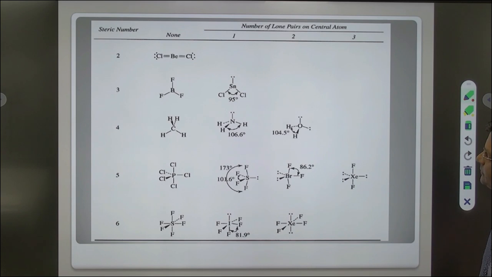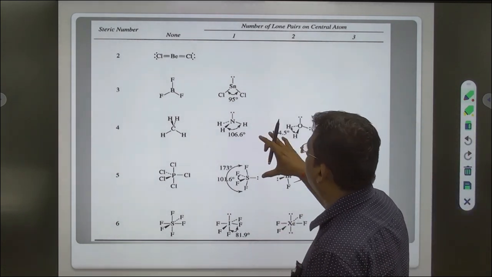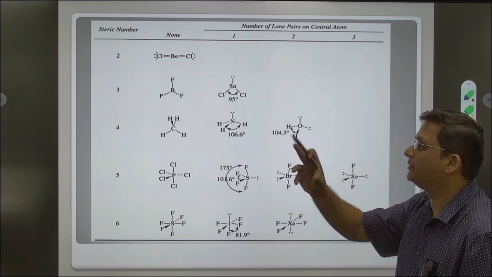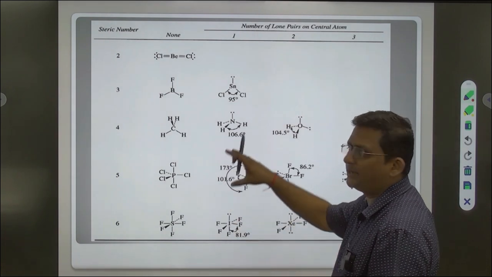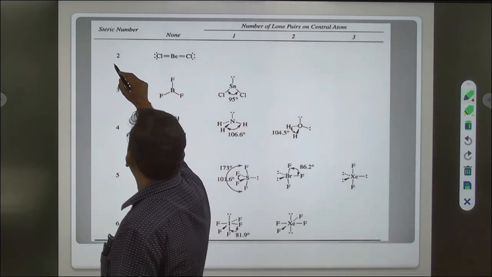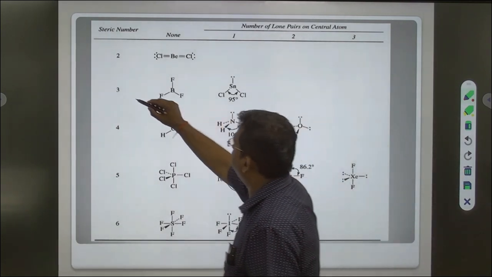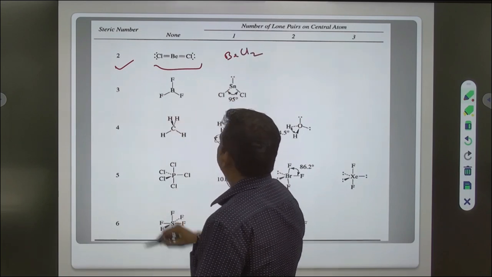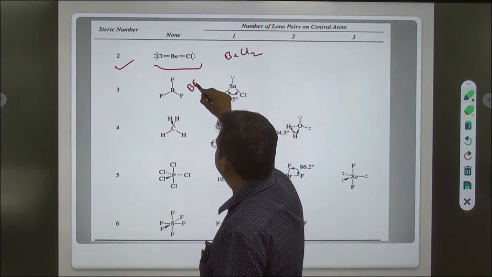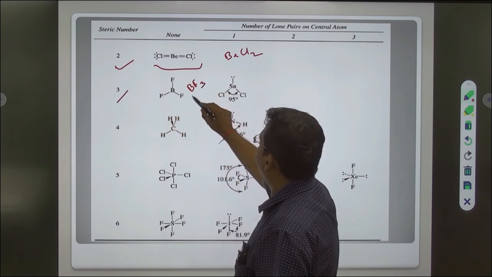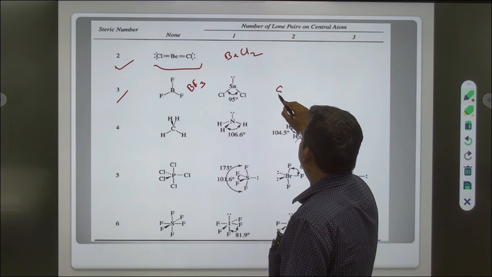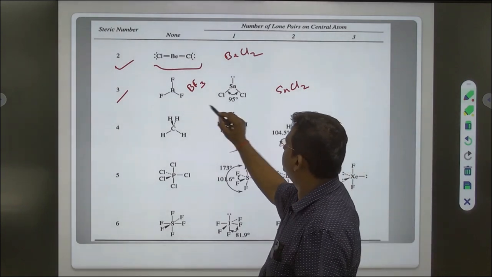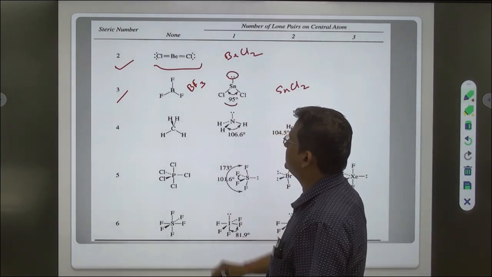This picture, you come to know about these theories applied to the structure of the given formulas in a structure of the molecule where steric number is 2. Steric number is 2, BeCl2. It is BF3 when steric number 3, and SnCl2. See, this angle decreases when this lone pair is present.